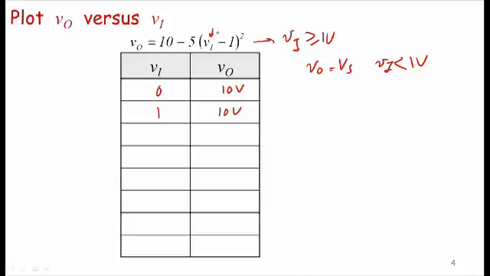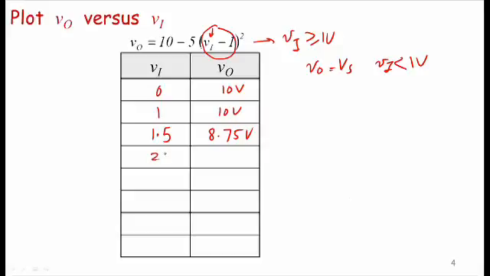So what about when Vi is 1.5? When Vi is 1.5 volts, I get 0.5 here, and 0.5 squared is 0.25, and 0.25 times 5 is 1.25. I get a minus sign here, so minus 1.25, and 10 minus 1.25 is 8.75 volts. I won't bore you with the details, and you can go check this out for yourselves. I can go ahead and fill the curve.